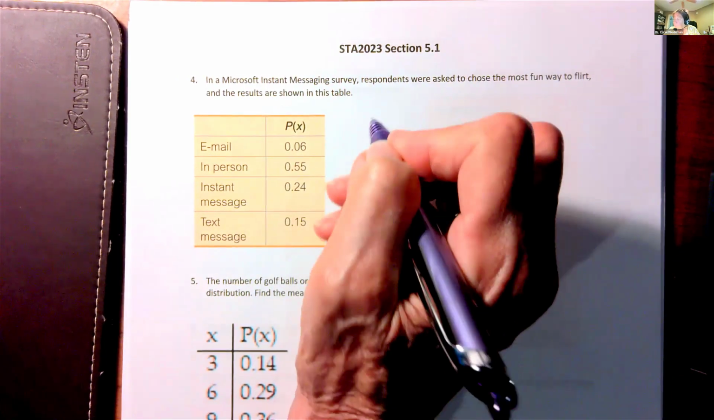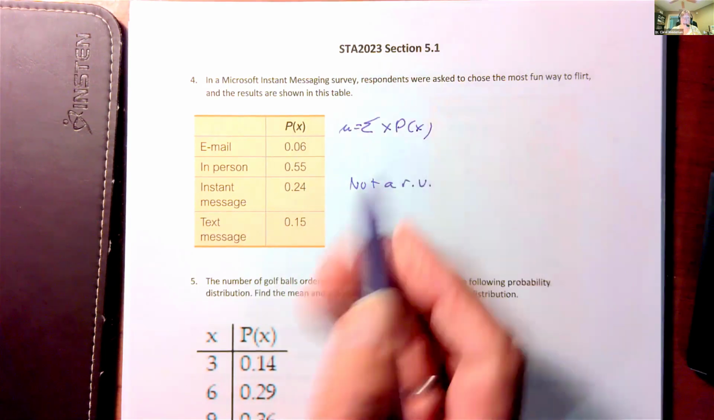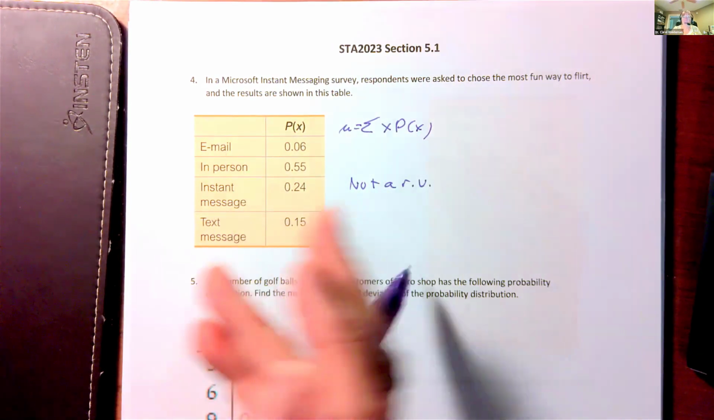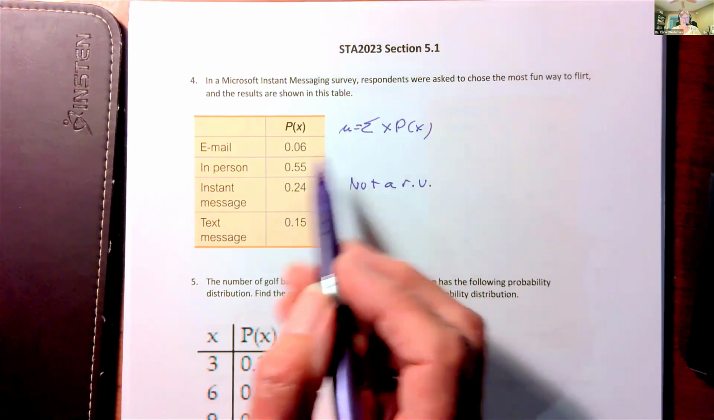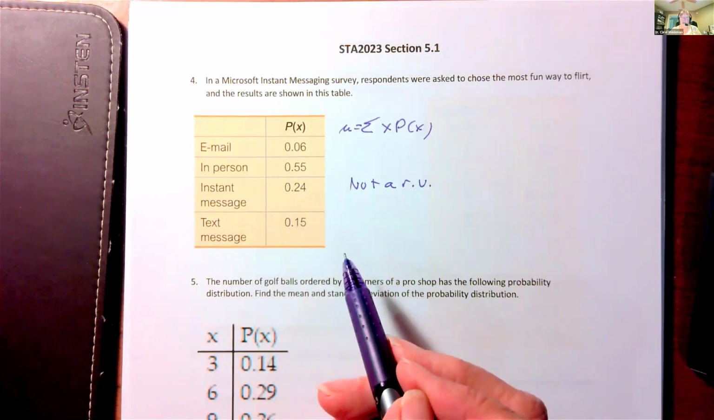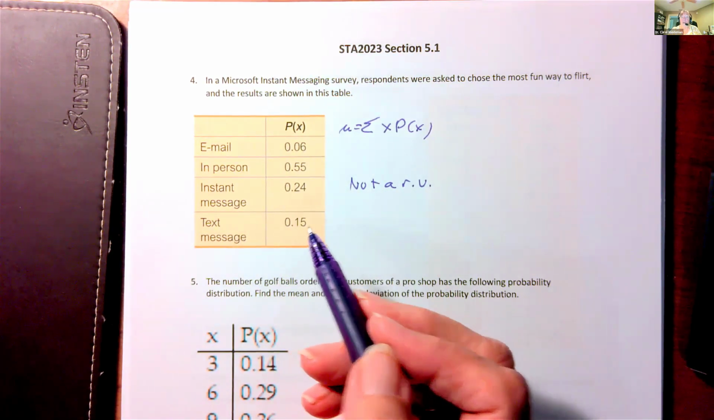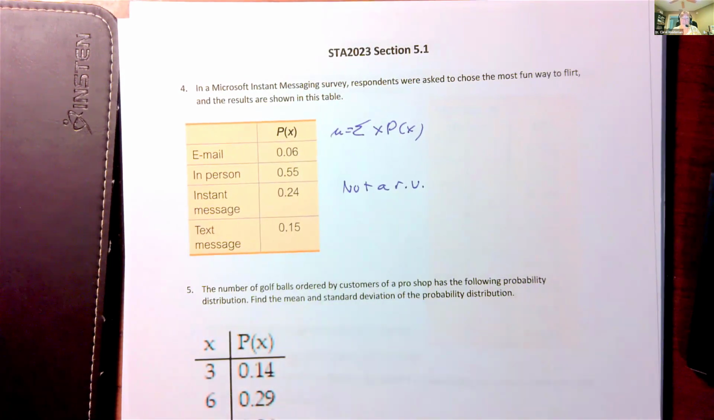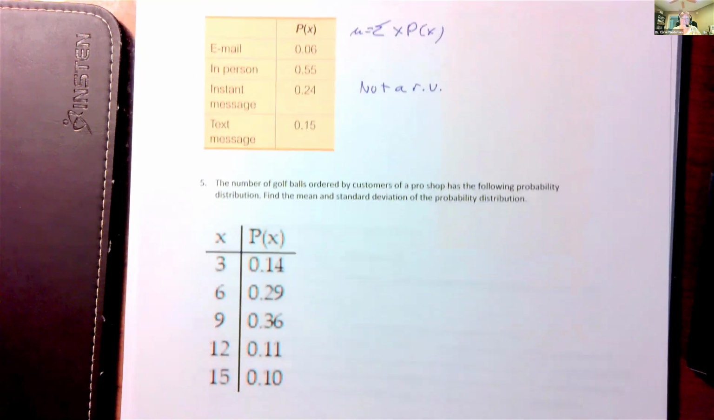Think about that formula for mu. You take X times P of X. I don't have an X value here. I've got words. So how would I calculate the mean? Sorry, I let somebody in and I disconnected the screen. There wouldn't be any way for me to calculate an expected value because I don't have numbers here. So this is not a random variable. It might be a probability distribution, but it doesn't meet the criteria that we need. I don't even need to check to see if it adds to 1. It doesn't matter.